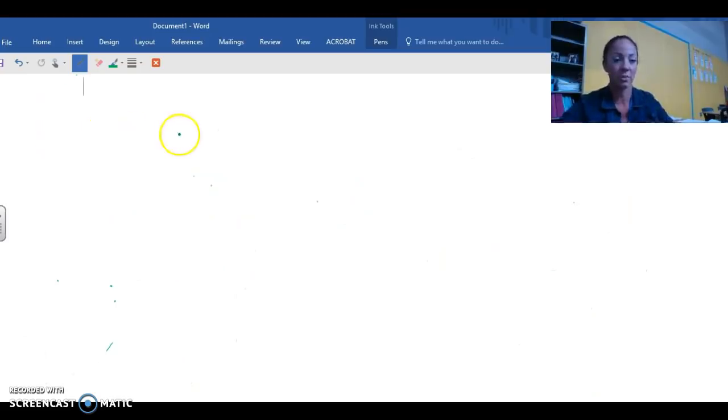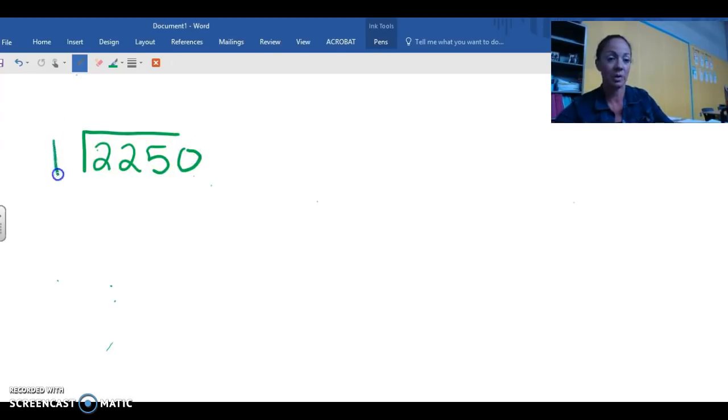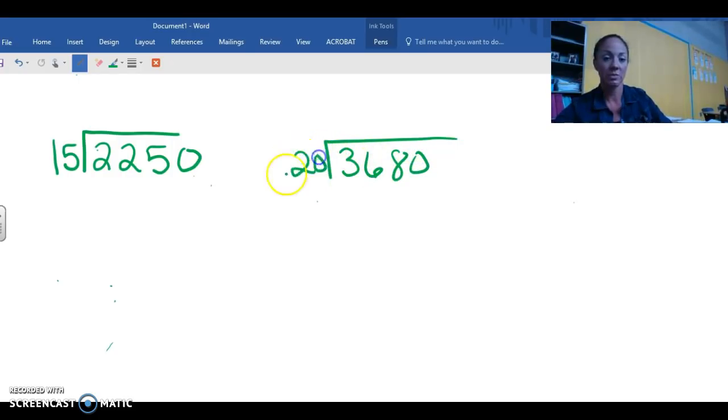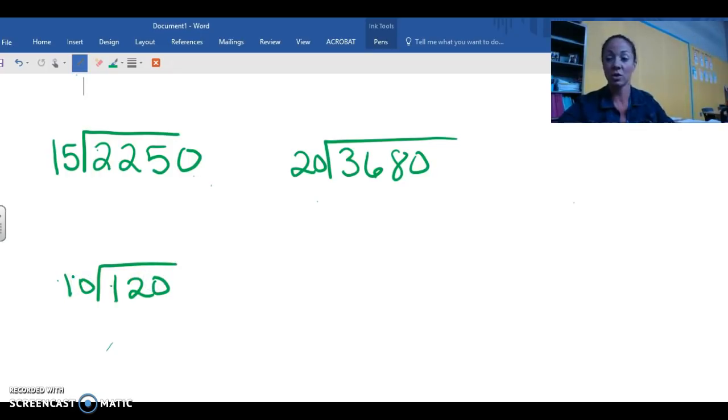All right, here are 3 equations for you to solve in your notes. Remember that you show all of your work just like you should have been doing throughout this entire video, because I'm going to want to see your work tomorrow in class. So we have 2,250 divided by 15. The next one is 3,680 divided by 20. And the third one is going to be 120 divided by 10.